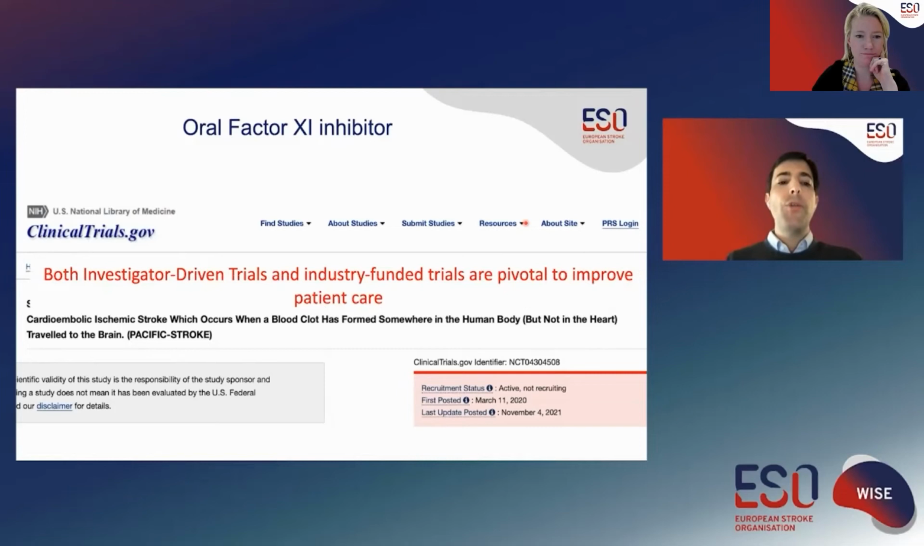So both investigator-driven trials and industry-funded trials are pivotal to improve patient care. And Valeria, Mike, Bob, and I are part of the steering committee of the PACIFIC Stroke Phase 2 trial, whose results are being presented, by the way, at ESOC 22 in Lyon.